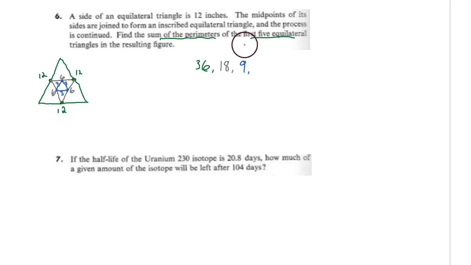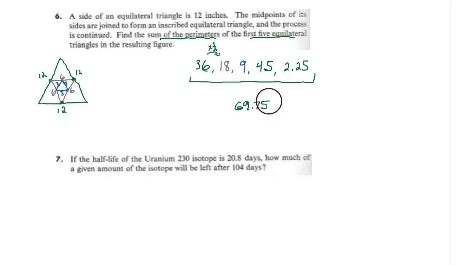Now the directions say to find the sum for the first 5 equilateral triangles. What's the pattern? It looks like from term to term it's multiplying by a half, or another way to think of it, dividing by 2. So half of 9 is 4.5, and half of 4.5 is 2.25. To find the sum, we just need to add up those numbers. We could use a formula, but because there are only 5 numbers, it's pretty fast to add those up. And the result is 69.75 inches.